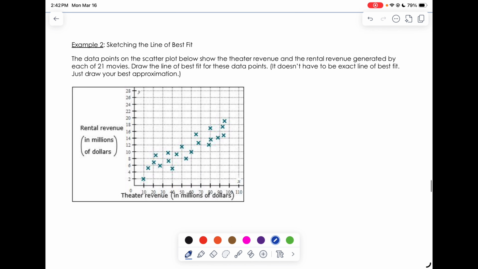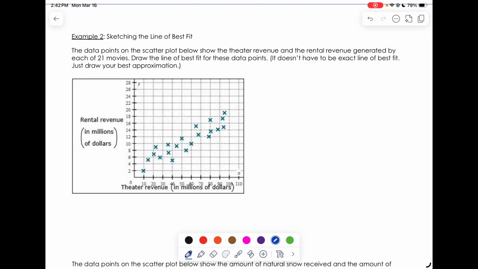Table, or the next one, example number 2. Now we're going to sketch the line of best fit. So here it says the data points on the scatter plot below show the theater revenue and the rental revenue generated by each of the 21 movies. Draw the line of best fit for these data points. It doesn't have to be the exact line of best fit. Just draw your best approximation.